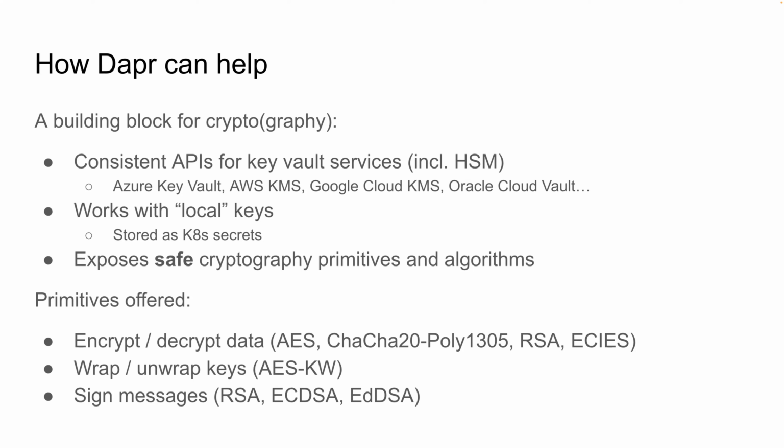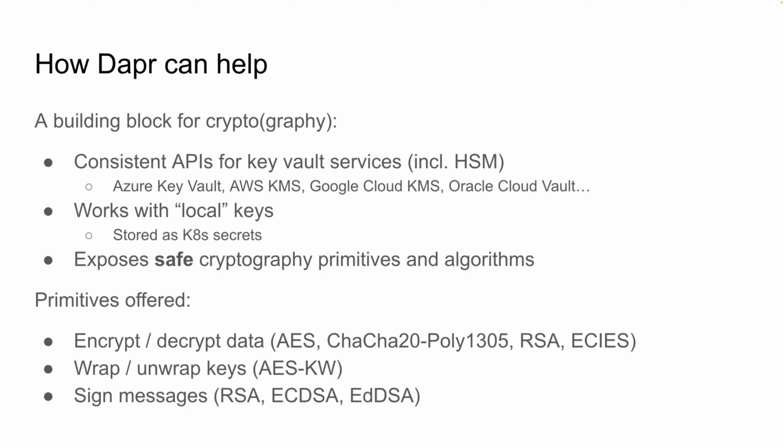We should be able to cover all of the major crypto primitives with a key that are offered by Key Vault services, such as what Azure and AWS offer. It includes encrypting and decrypting data. We can do that both with symmetric ciphers like AES and ChaCha20-Poly1305, and we can also support asymmetric ciphers like RSA, and maybe even things like ECIES if we feel like doing that.